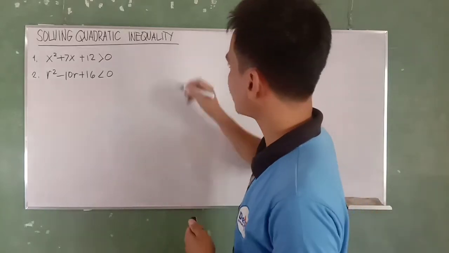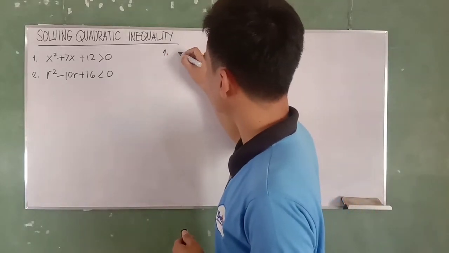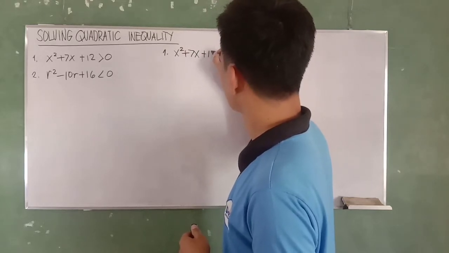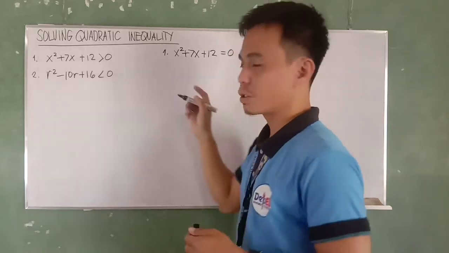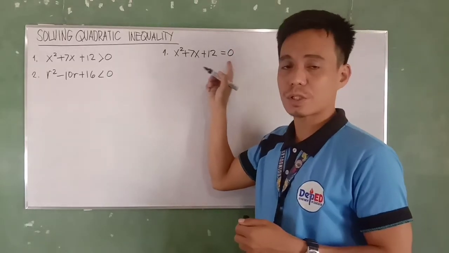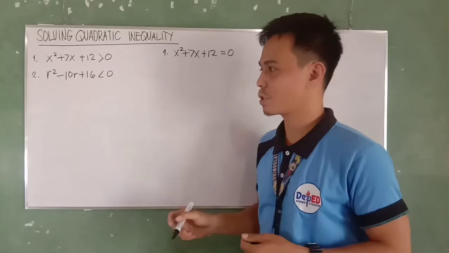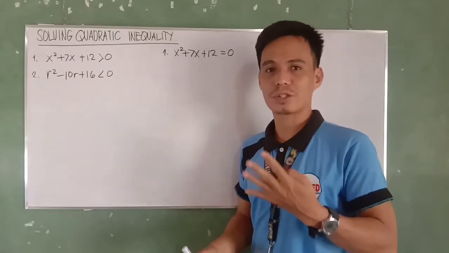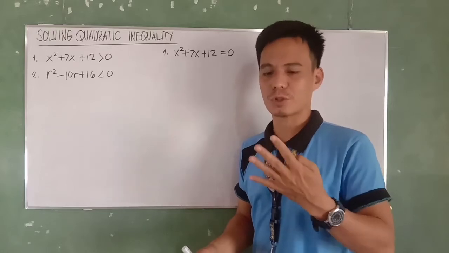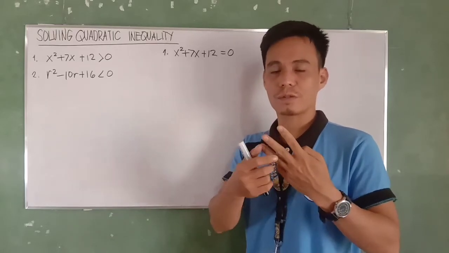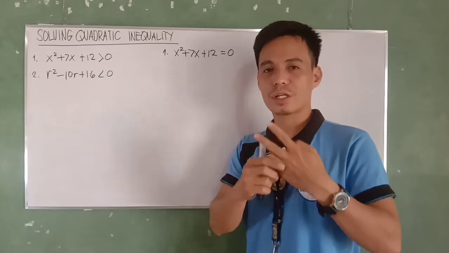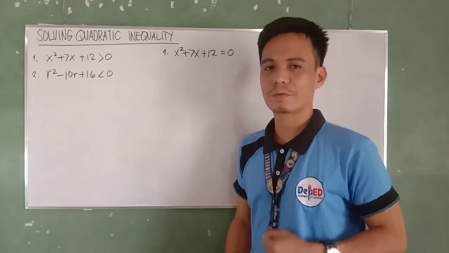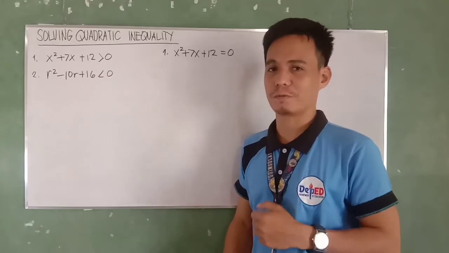So example number 1: x squared plus 7x plus 12 is equal to 0. We equate it to 0 first so we can get the roots. In finding the roots, we have 4 processes, and it's up to you how you solve using them: quadratic equation, extracting square roots, completing the square, or factoring. For the meantime, I will use factoring to solve for the roots.